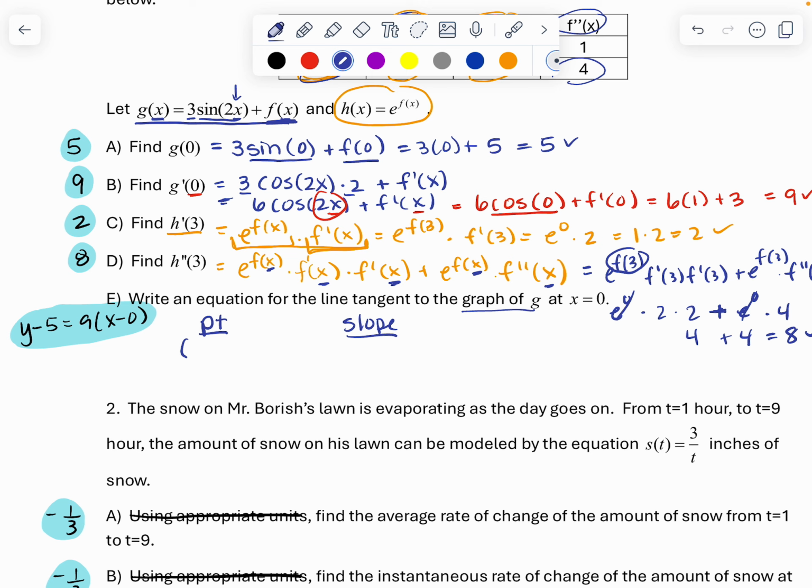My point is x equals 0. Remember, this is the graph of g. There's a lot of graphs here, so I need to find g of 0. I already found that. G of 0 was 5, so my point is going to be 5. And my slope is going to be g prime of 0. I found that too. That answer was 9. So putting this together, I have y minus 5 equals 9 times x minus 0.